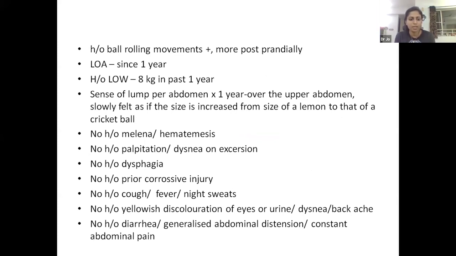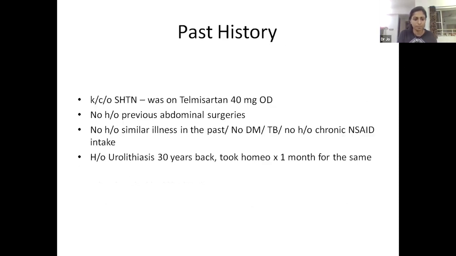No history of melena or hematemesis. No history of palpitation or dyspnea on exertion. No history of dysphagia. No history of prior corrosive injury. No history of cough, fever, or night sweats. No history of yellowish discoloration of eyes or urine, dyspnea or backache. No history of diarrhea or generalized abdominal distension or constant abdominal pain.